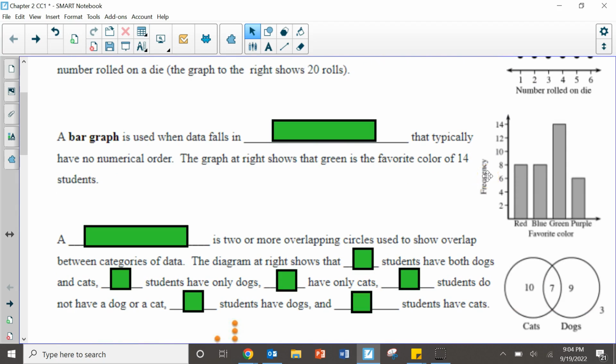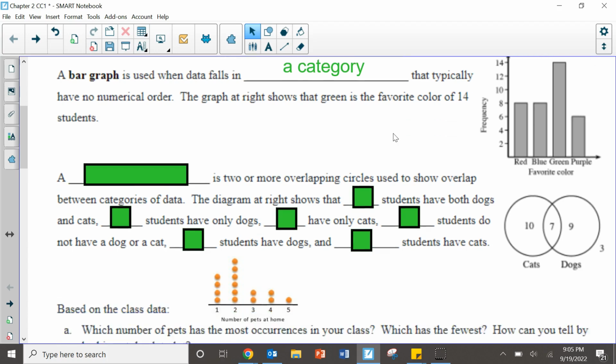A bar graph, which I hope is review and you've seen before, is used when data falls in a category that typically has no numerical order. The graph at the right shows that green is the favorite color of 14 students. If we're reading that graph, we can see that green is clearly the tallest bar, so it has the most frequency. Always make sure you're reading the labels on the axes of your graph.